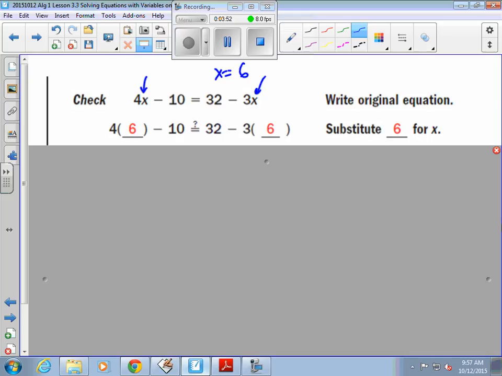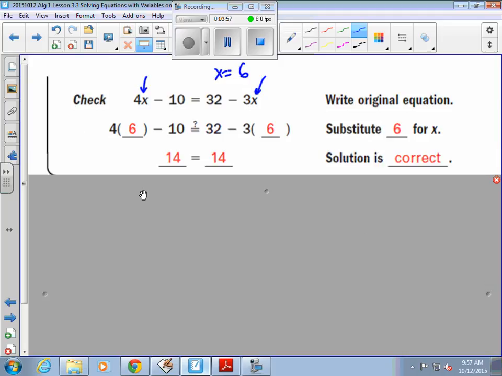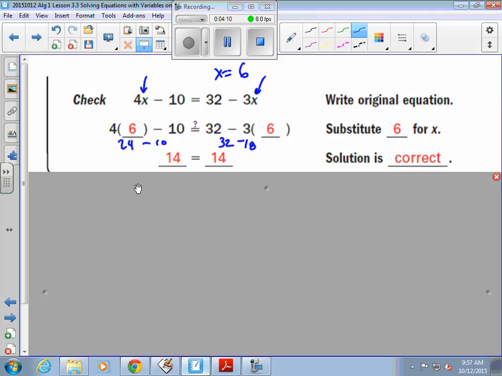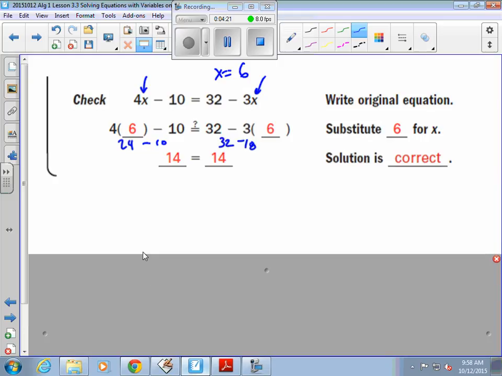Your order of operations says do multiplication first. 4 times 6 is 24. I do everything all in one step. But 4 times 6 is 24 minus 10, which is 14. And negative 3 times 6 is negative 18. So you have 32 minus 18, which is 14, and 24 minus 10, which is 14. So you have something that says 14 is equal to 14. That is true. So by checking it, you found out that x is equal to 6, and you checked it to make sure.